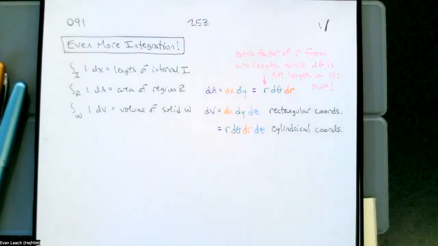The other thing that you want to see: in rectangular coordinates, all three are distances. In cylindrical coordinates, two are distances, one is an angle.